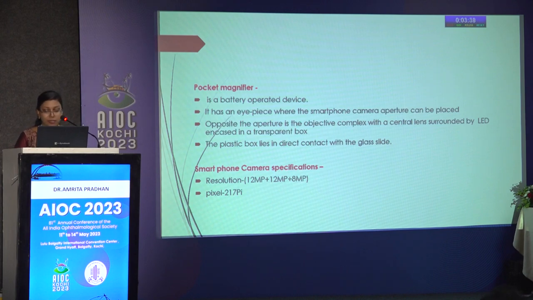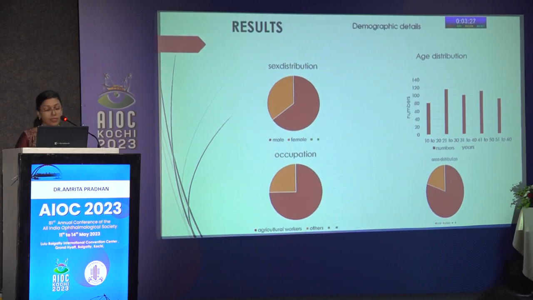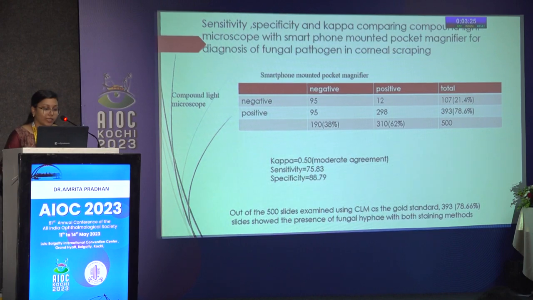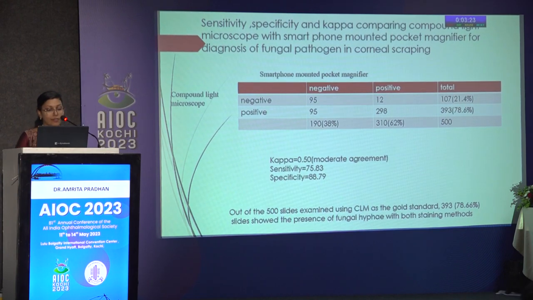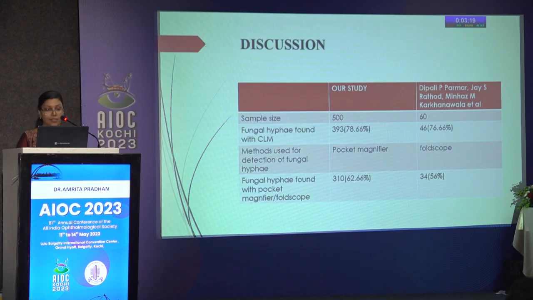These were the camera specifications. Results: males were more commonly affected. Agricultural workers, people aged between 20 to 50 years, and rural people are more commonly affected. Coming to reliability, our sensitivity was 75.83% and specificity was 88.79%.